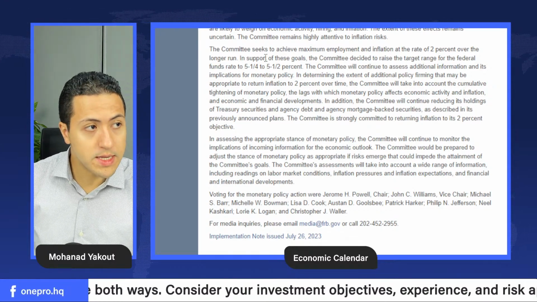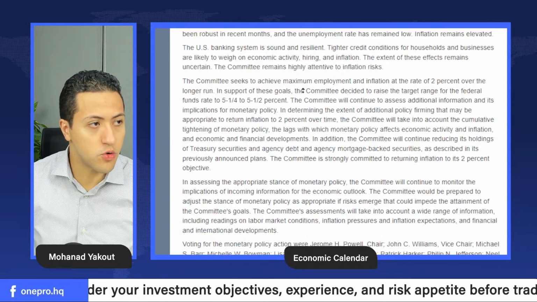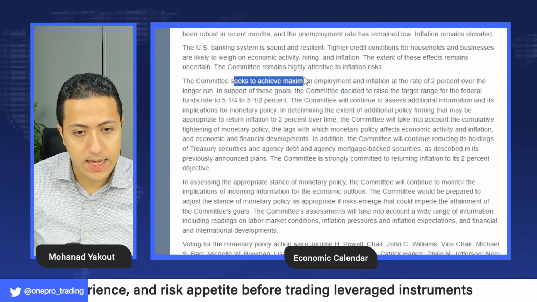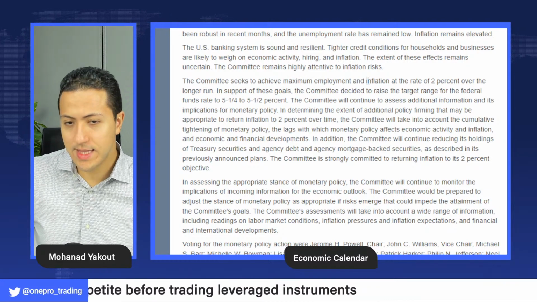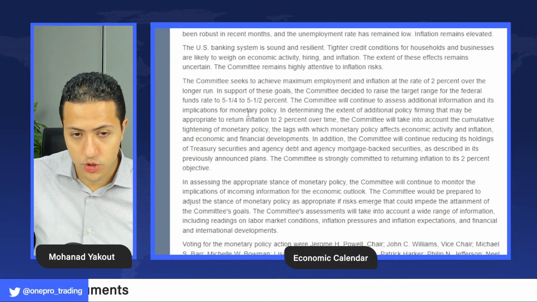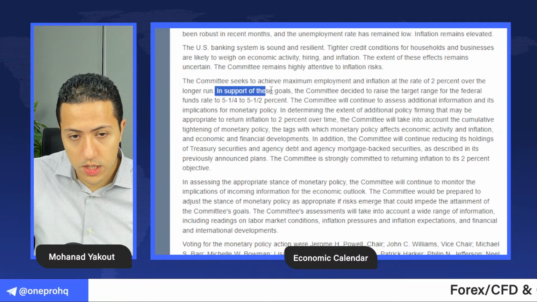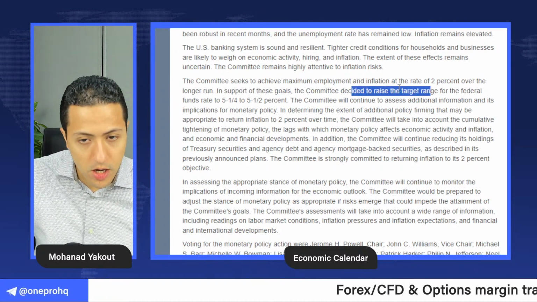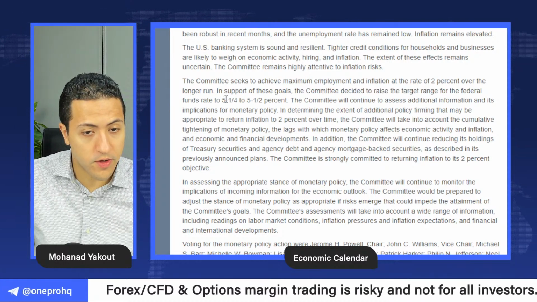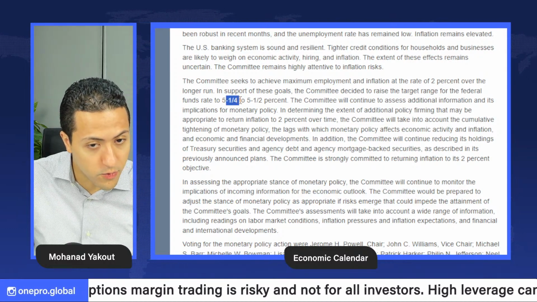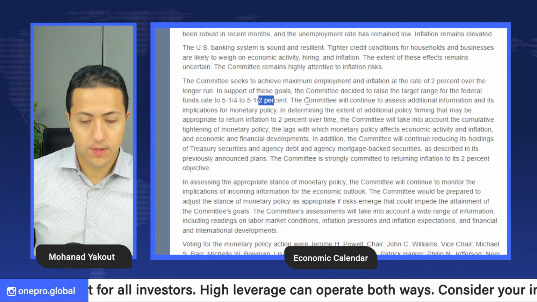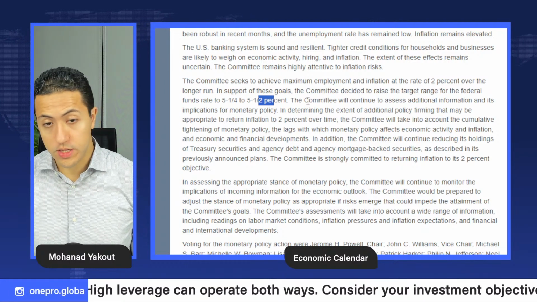The committee seeks, I can now see that you can follow me here. The committee seeks to achieve maximum employment and inflation at the rate of 2% over the longer run, which is the normal goals. In support of these goals, the committee decided to raise the target range for the federal funds rate to 5.25 to 5.5%. So basically a 25 basis points increase.